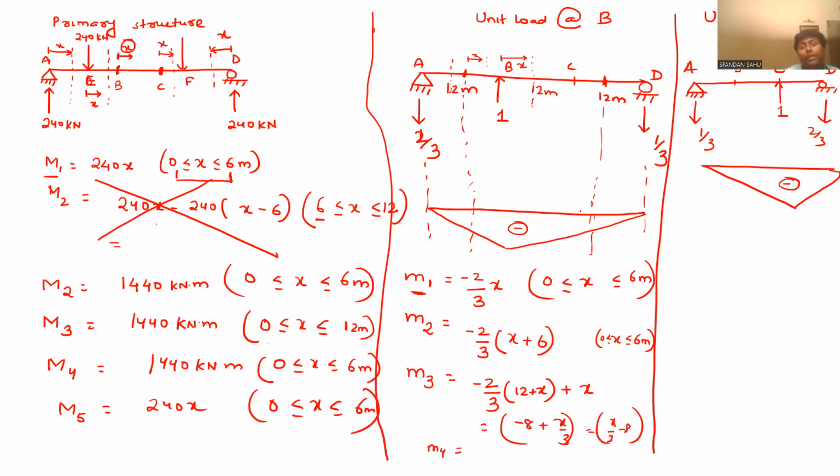M4. Tell me. Till B, C it is done, no? Yes, sir. 0. Then between C and F. You take x from this side only. Now you tell me. Minus 2/3 into 24 plus x. Plus 1 into 12 plus x.